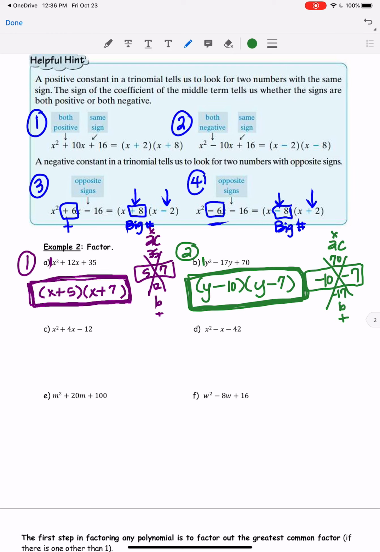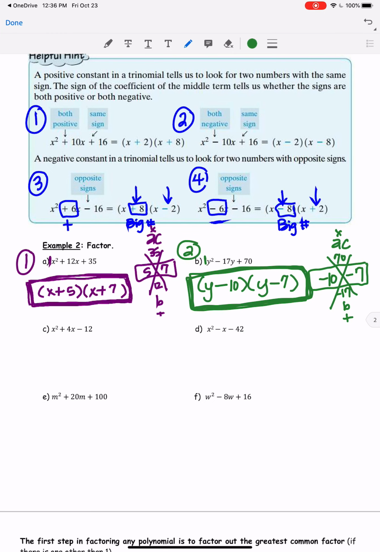On C, this one is a case 3 because my C is negative, but my B is positive.